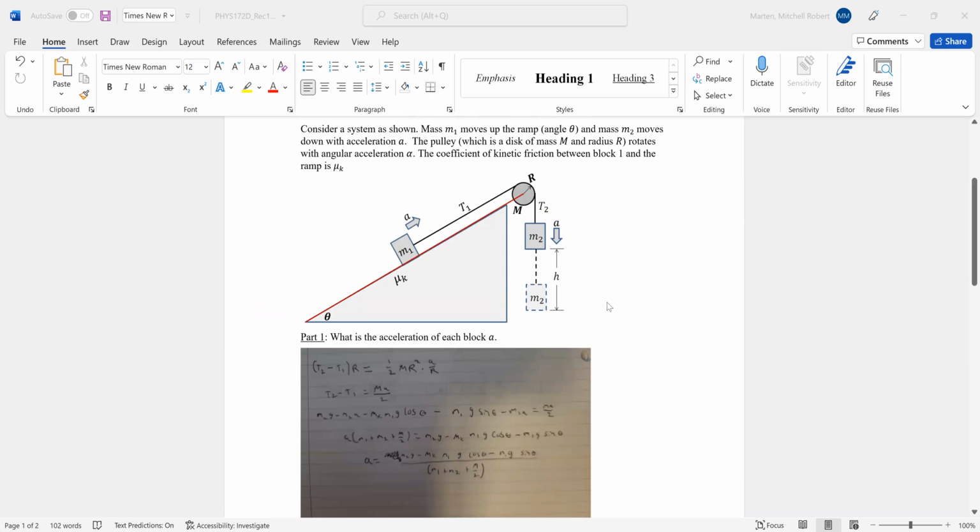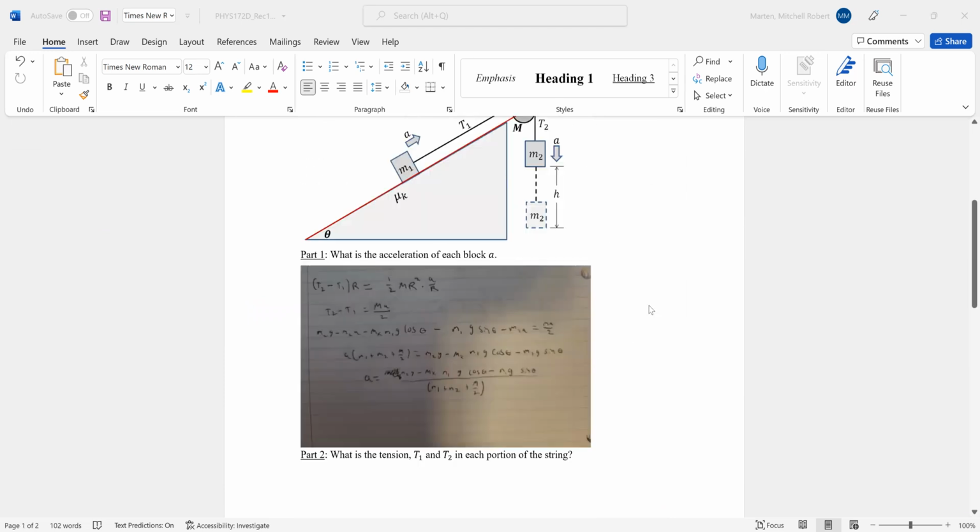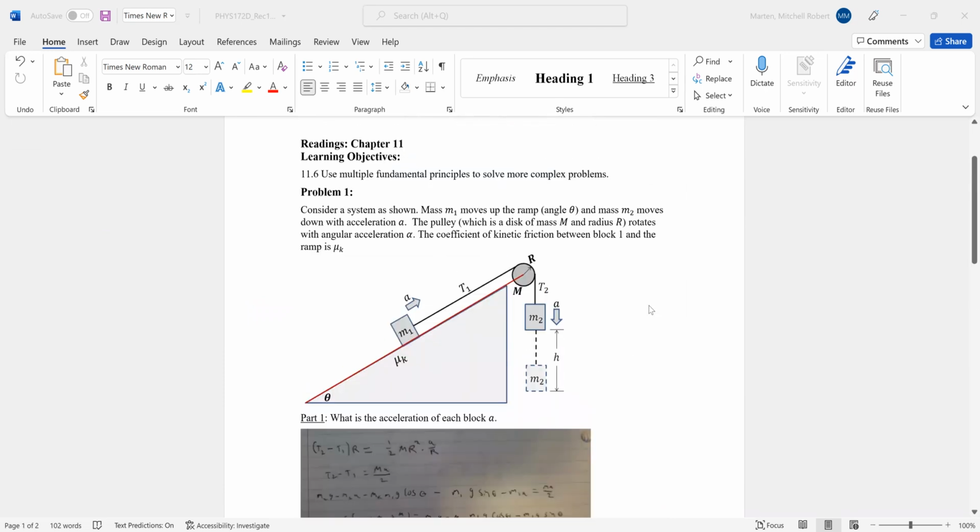So I don't really have much else to say unless you guys think I made a mistake. But yeah, what do you guys think? Looks pretty good to me. That looks pretty good to me as well.